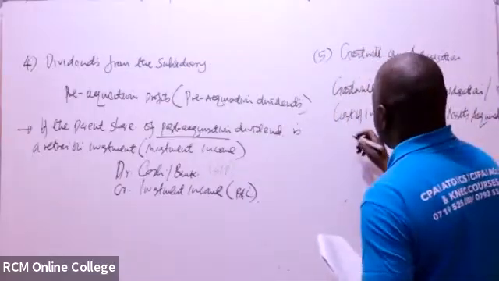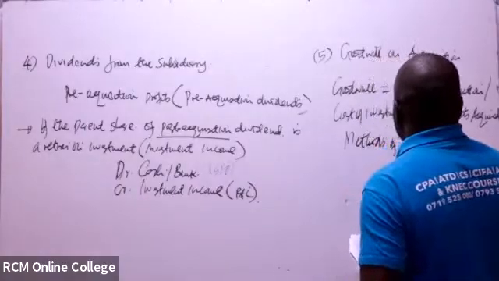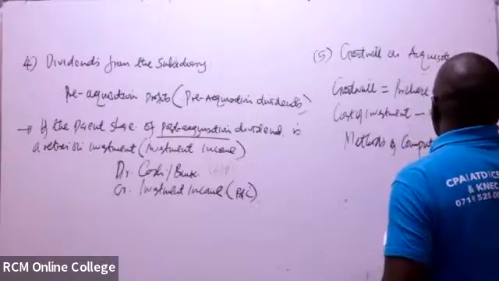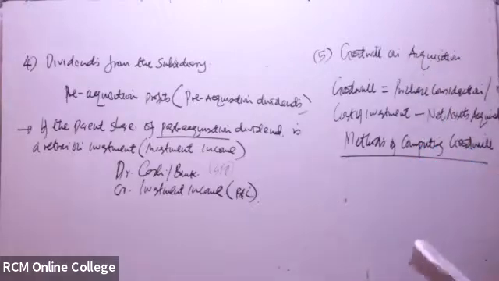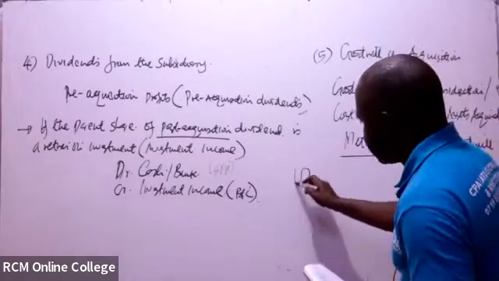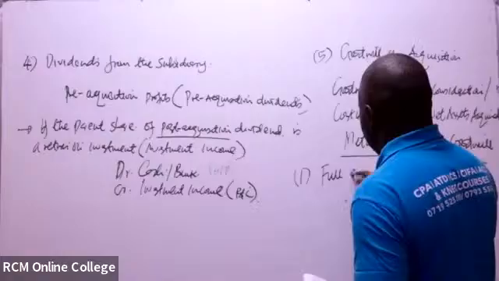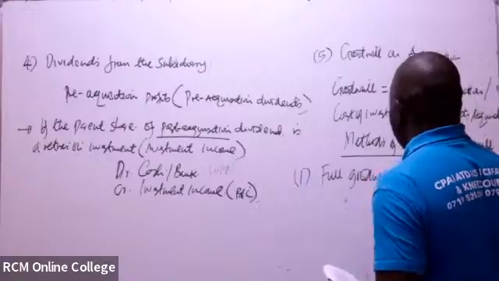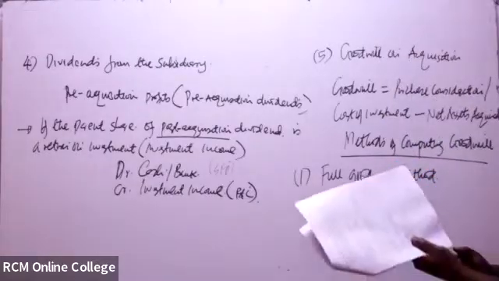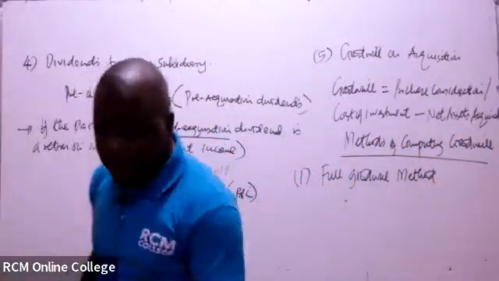You can write: methods of computing goodwill. There are two major methods. The first one, you write number one, the full goodwill method. We call it the full goodwill method. Then you write this about this.